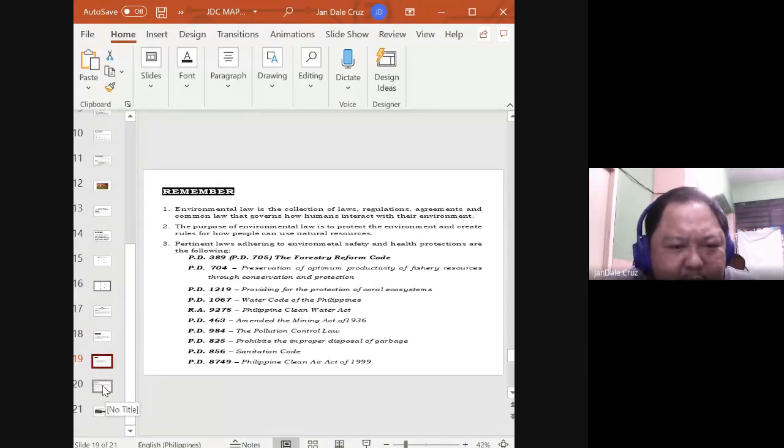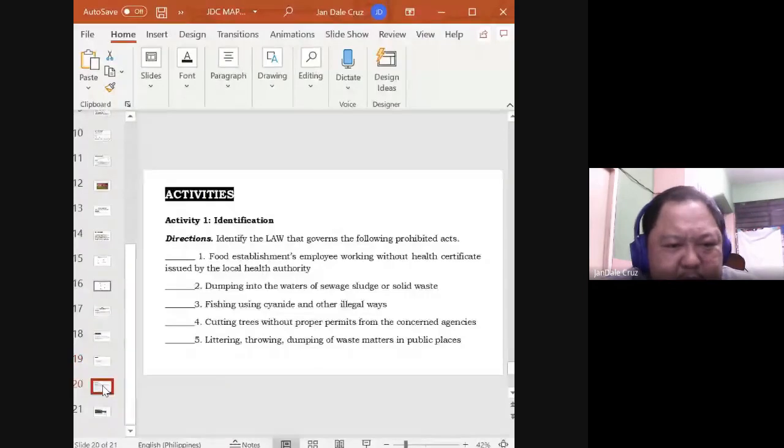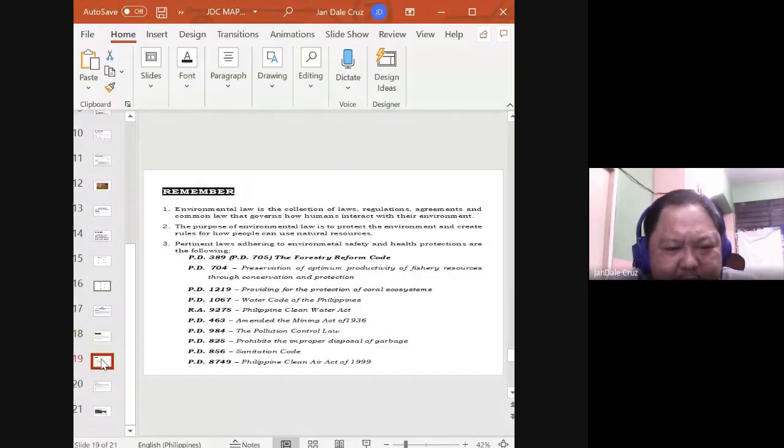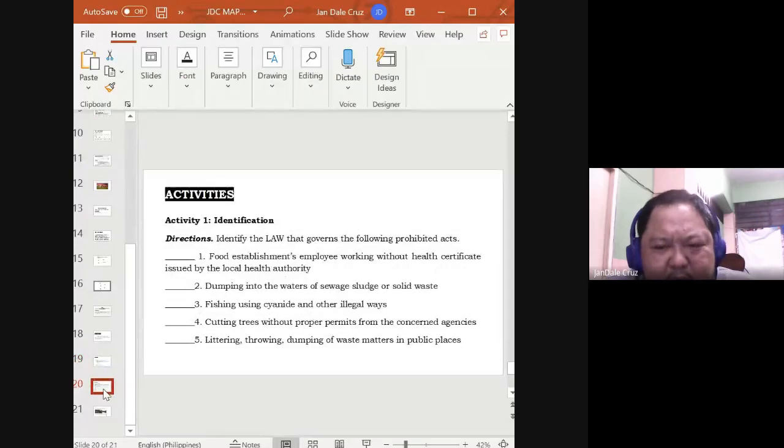Okay, let's go now to our Activity 1. Identification. Identify the law that governs the following prohibited acts. I will write here the laws that are in our module. Those laws are already in the module, so read them, and they will also be answered in Activity 1. Understood?